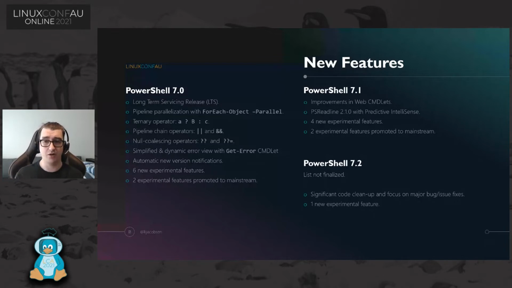7.2 is currently under development. It's going to be a major code cleanup. It's going to have some notable bug fixes and improvements, but it's really around that code cleanup and code quality improvements.